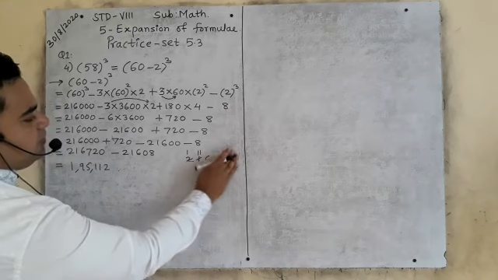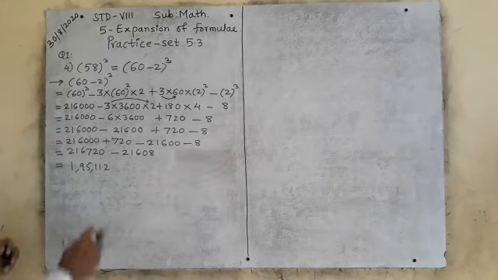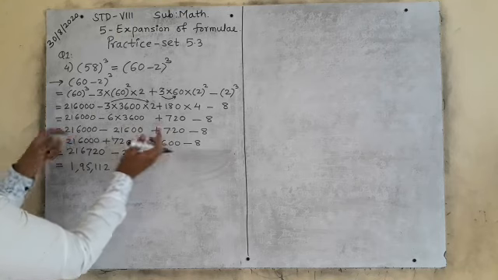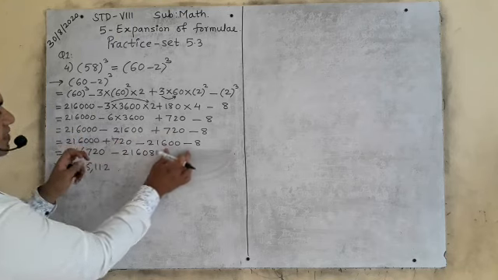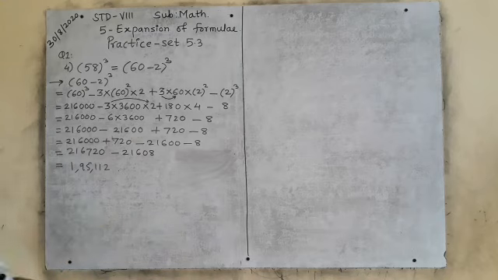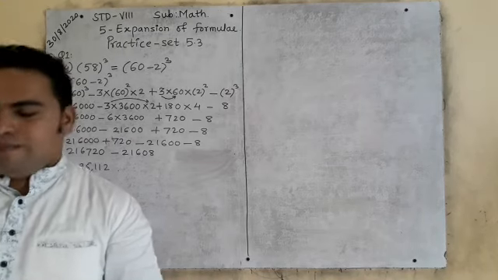This is how you have to solve. It is very simple, very easy. Here first what you will do, like terms you will take together, and then this is also like terms, and then you will solve the further steps. I hope you understood here.